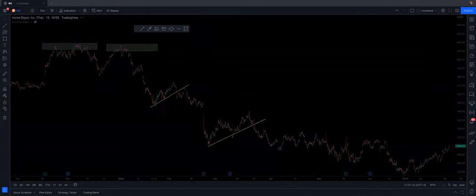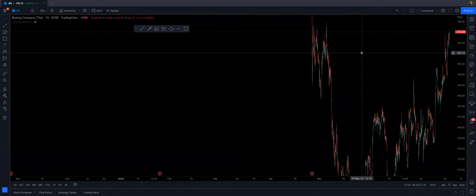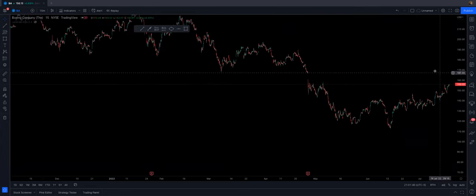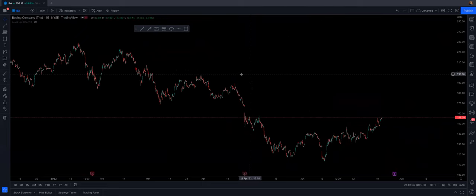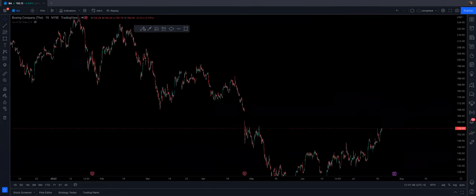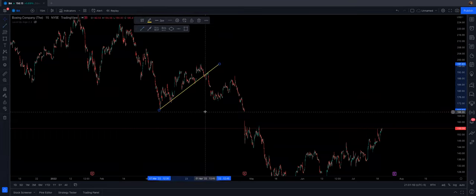Let me just go to a random stock and let's see if we can find a trendline together. So y'all don't think I had this stuff pre-planned. Y'all think I probably already have it pre-planned what I'm gonna show y'all. Here go one on BA. I don't gotta pre-plan nothing. I can find a trendline as soon as I open up the chart.